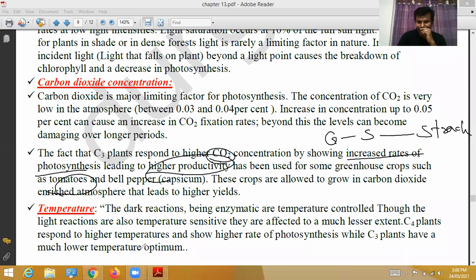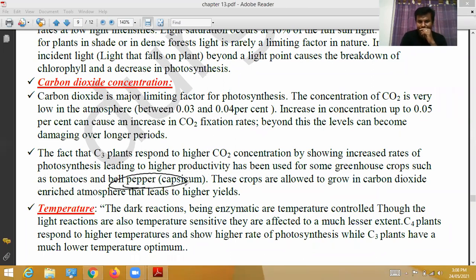Tomato is like this only. It will absorb an excess amount of carbon dioxide. Bell pepper, nothing but capsicum, also uses an excess amount of carbon dioxide. These crops are allowed to grow in a carbon dioxide enriched atmosphere, which leads to higher yields. Generally, bell pepper, tomato, such kinds of plants are allowed to grow where excess carbon dioxide is released. As a result, higher yield comes. Yield means crop; we will get an excess amount of crop.